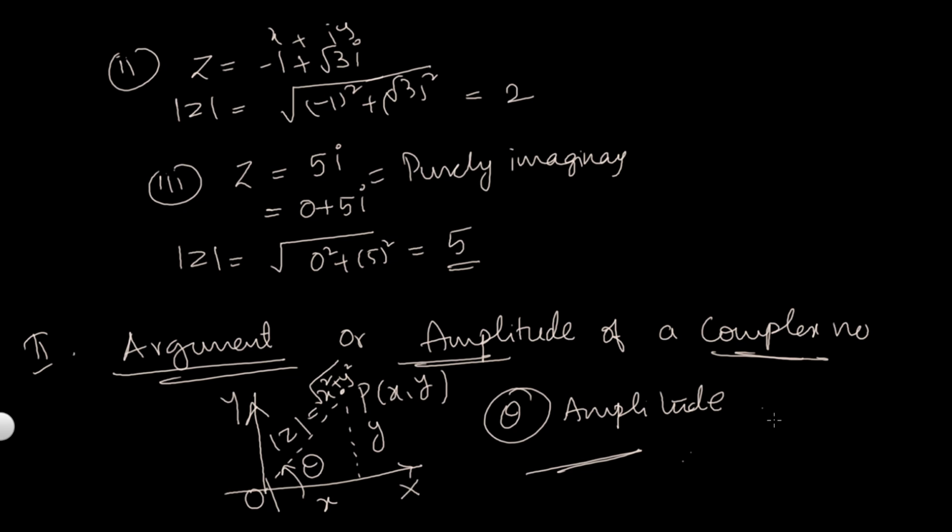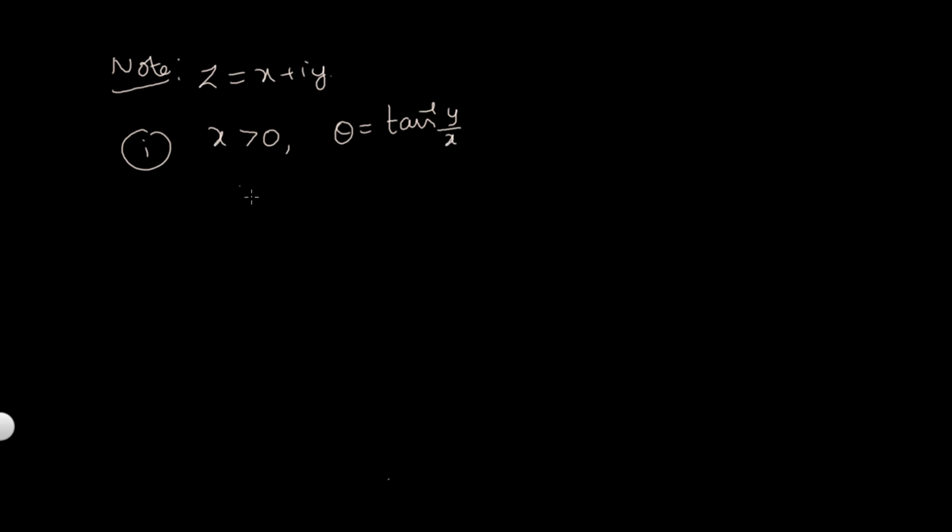So let us take examples now. This is the angle. Suppose the point is not always in the first quadrant. How will you define the angle? If z equals x plus iy, then the angle depends on the x term. If x is positive, then theta equals tan inverse y by x. If x is less than 0, then theta equals pi plus tan inverse y by x.